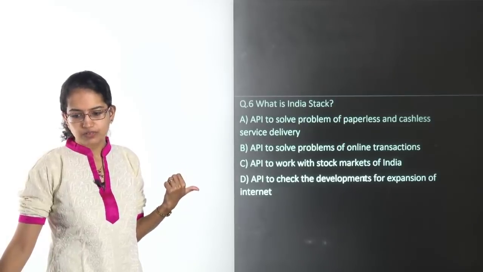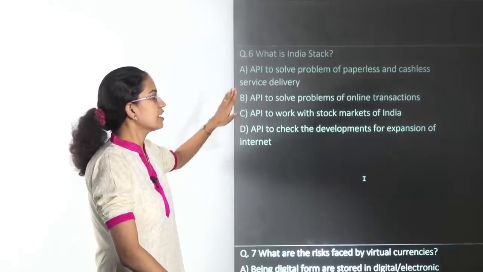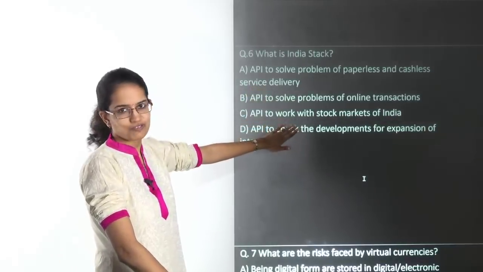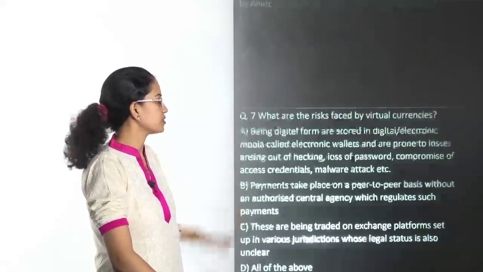So a very important question again. And this was intentionally given because students were getting confused, as I believe there was a lot of confusion with the stock market. It has nothing to do with the stock market. And that was willingly put as one of the choices.